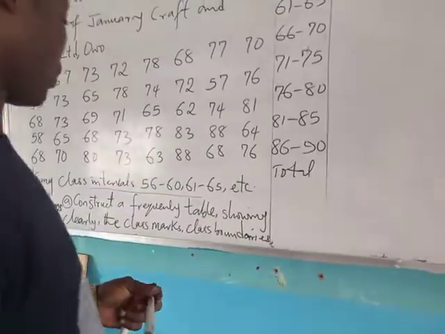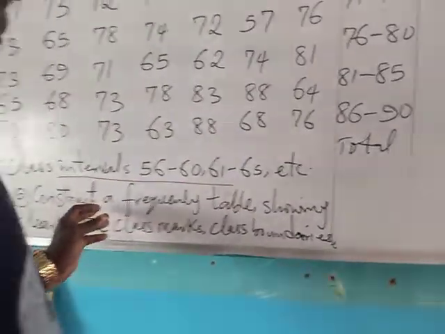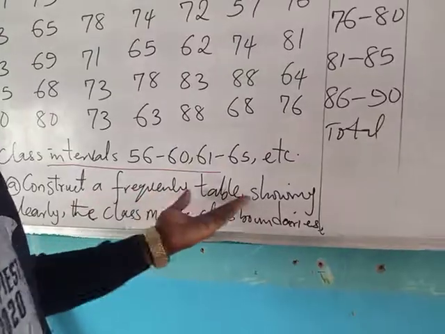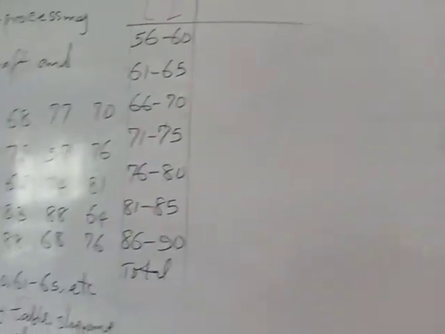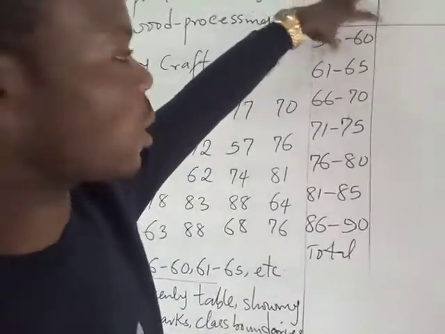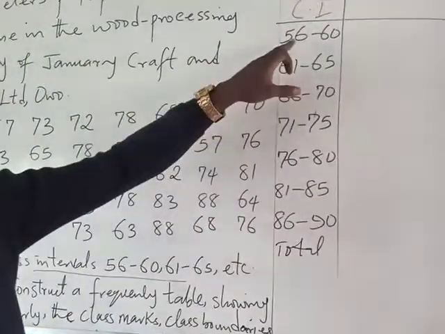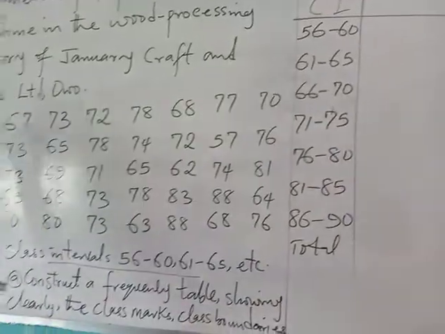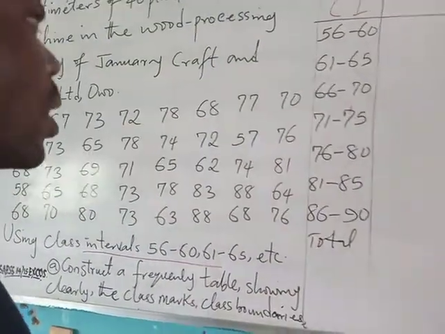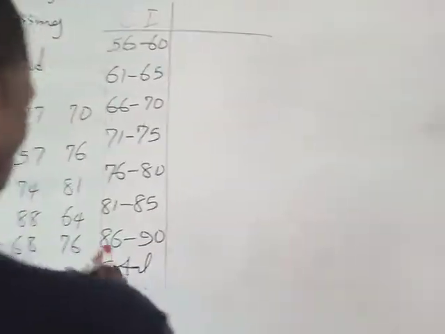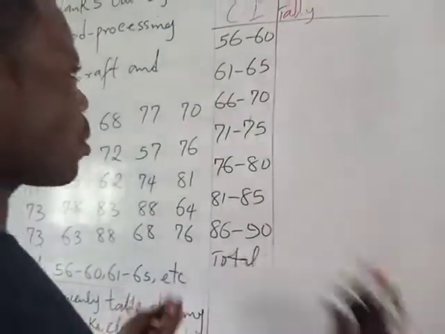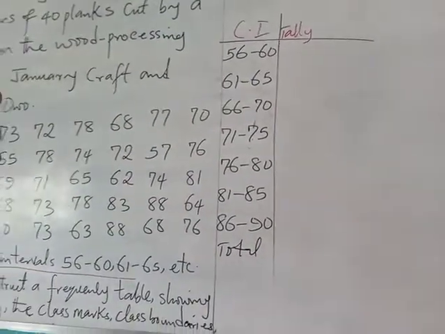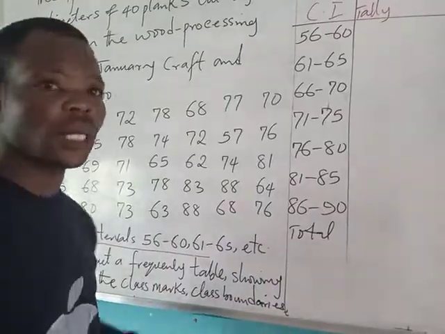After that, from our table, we are to construct a frequency table. Let's look at frequency first. We can get our frequency in many ways, such as by counting the data that fall in each range, for example 56 to 60. But without wasting much of our time, let's use tally form. I think that will be better, so that at the end of the day we do not lose any data.